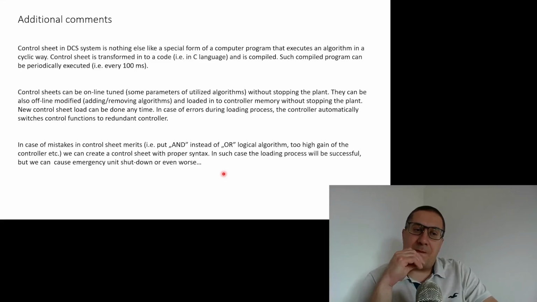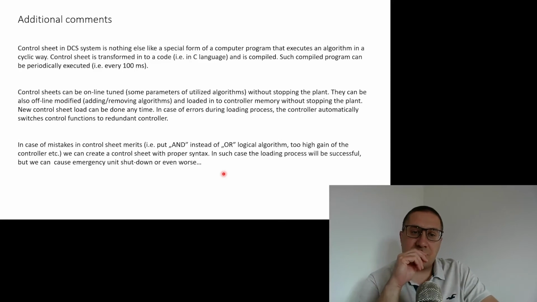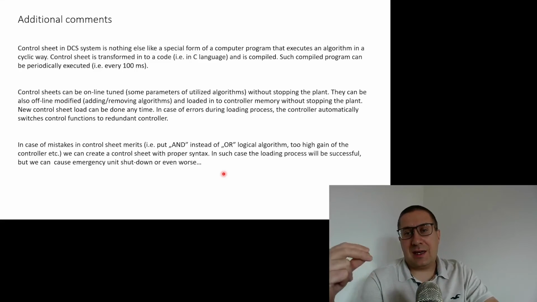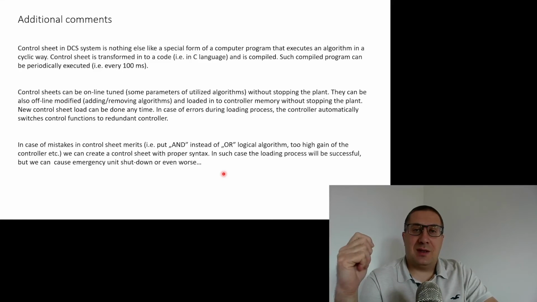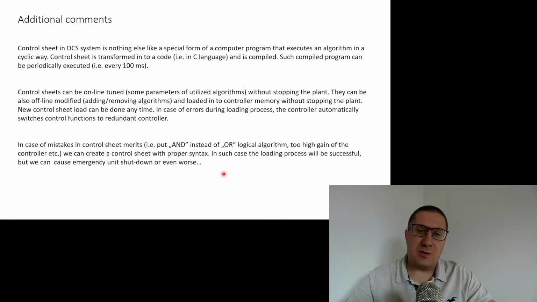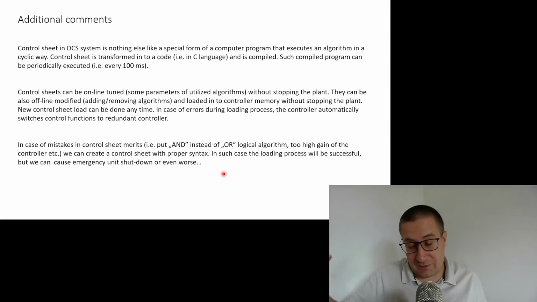Okay, so we were analyzing some control sheets, and they are nothing else but a special form of a computer program that executes an algorithm in a cyclic way, in a loop. Usually those control sheets are transformed into some kind of code, like C code, and they are compiled. Such a compiled program can be executed in a loop. First it can be loaded to the controller memory and then executed.